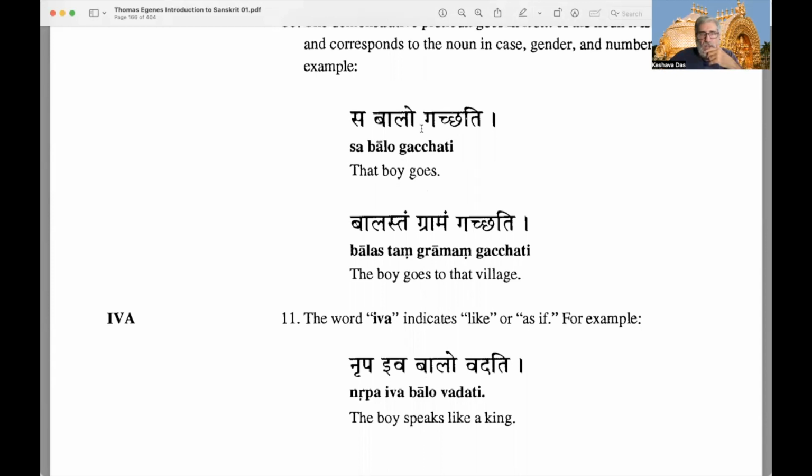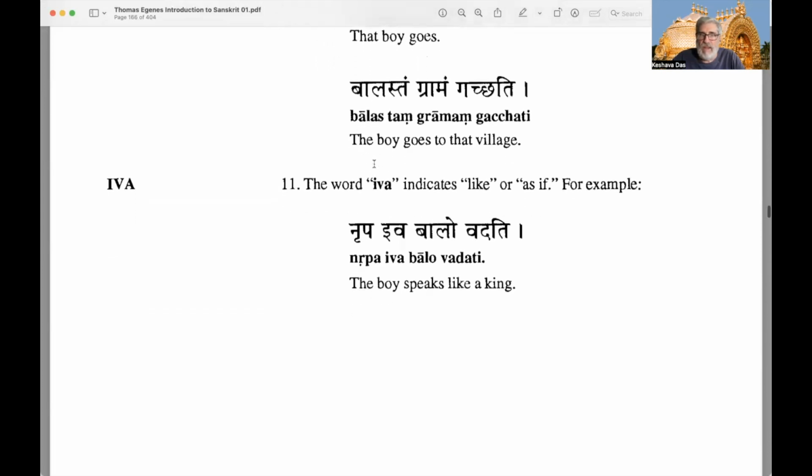Okay. So for example, now here's another one to show us an example, right? Sa balo gachati. Let's break the Sandhis first. So saha, balaha, gachati, right? Because balo becomes balaha when we break the Sandhi, and sa becomes saha when we break the Sandhi. So sa balo gachati, that boy goes. It literally means he, the boy, he goes. But we translate it using the demonstrative pronoun, that boy goes. So here we have nominative cases.